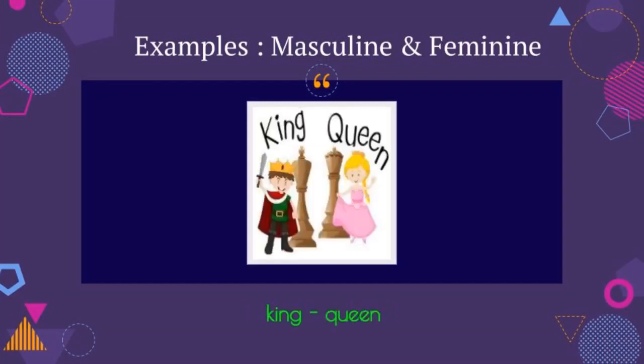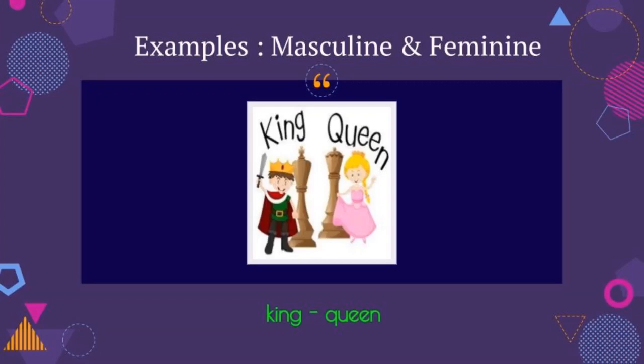And the next one is king and queen. King is a male person who rules a kingdom or country. Queen is a female person who rules a country or a kingdom. The opposite gender of king is queen.